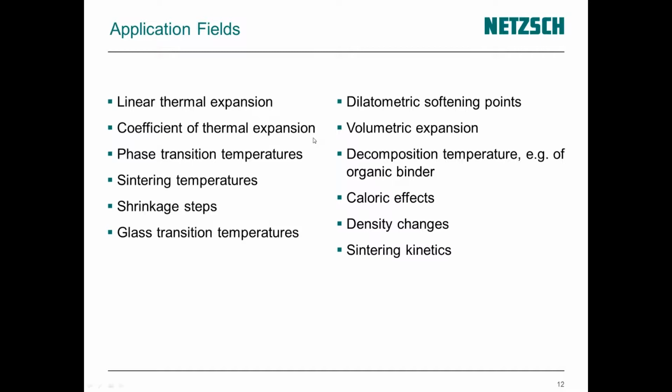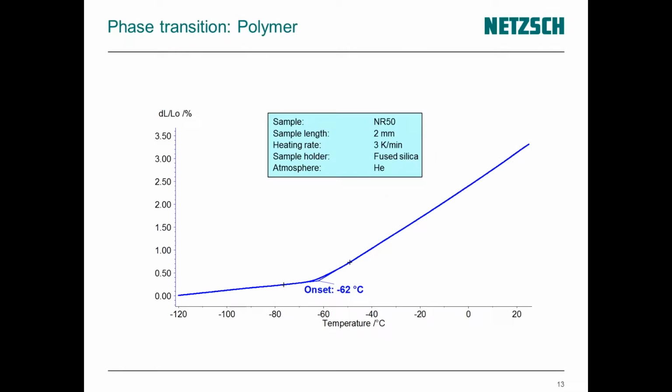Here you see the broad range of applications which you can apply for a dilatometer. So yeah, we already discussed linear thermal expansion and the coefficient of thermal expansion, but in addition you can also get information about phase transition temperatures, sintering temperatures, shrinkage steps, glass transition temperatures, dilatometric softening points, volumetric expansion, decomposition temperature, and using additional software you can also get information about caloric effects, density changes, and sintering kinetics. And we will start now with phase transition temperatures.